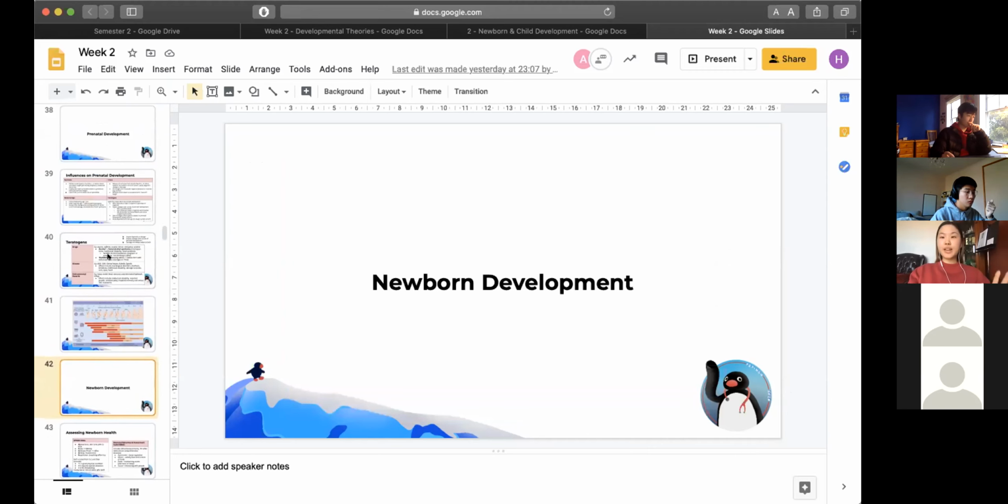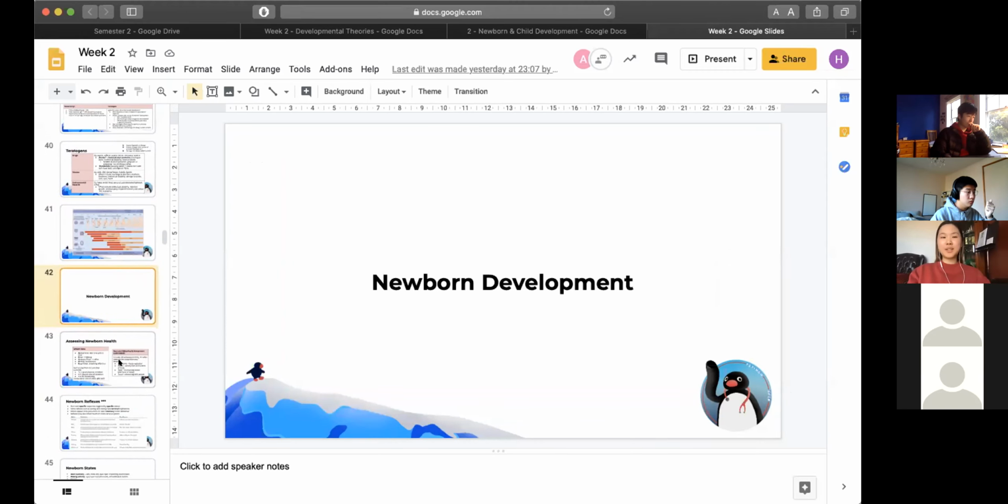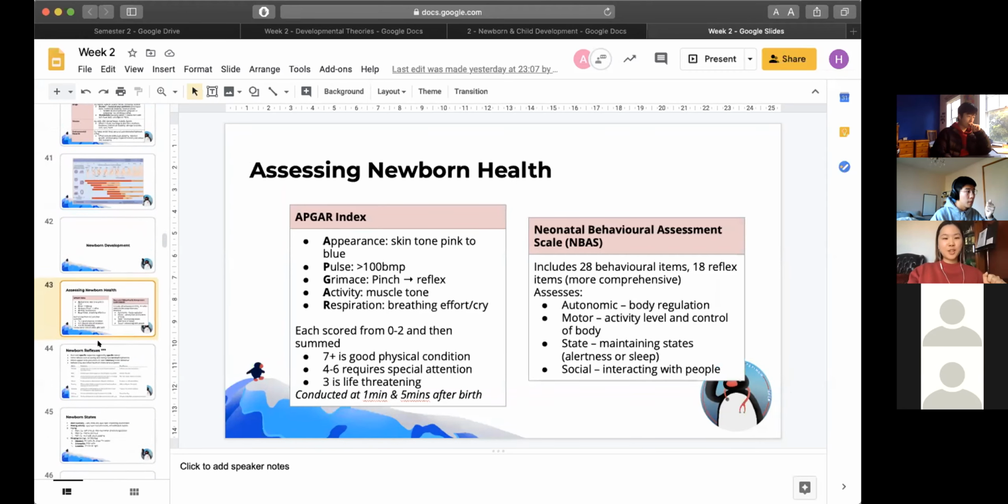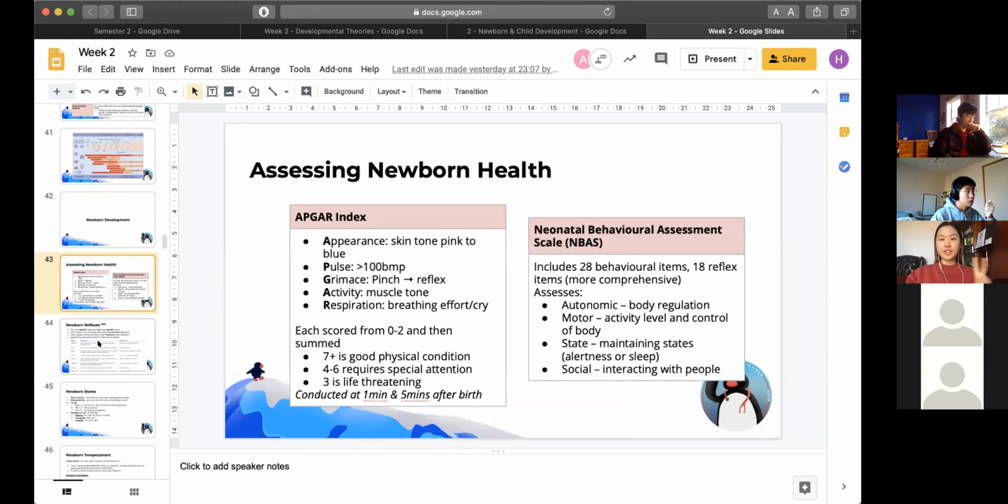Okay, so that was prenatal development. Now we're in newborn development. Yay, babies. So when we assess newborn health, there are 2 ways we assess newborn health. The first one is the APGAR index. This is the one that's used universally. It's 5 categories: appearance, pulse, grimace, activity, respiration. All of this is scored from 0 to 2, and then you add them together.